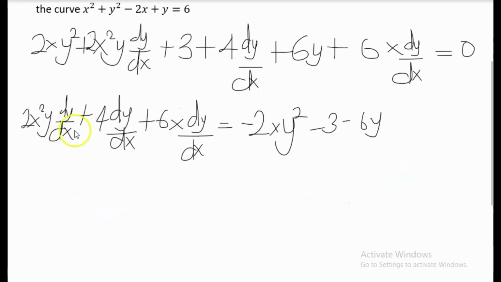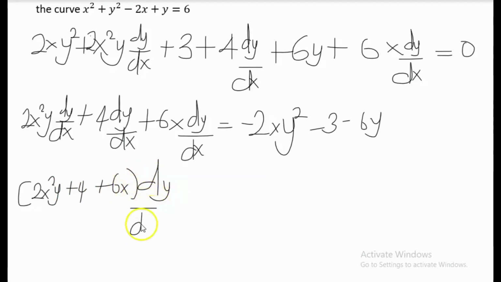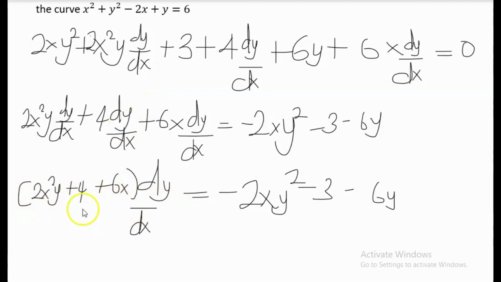So now we can factor out dy dx. Okay, so we're going to have just 2x squared y, because everything here has dy dx, so we can just take that out, plus 6x, then we can have dy dx over here. Okay, so that will be equal to negative 2x, basically everything that's up here, minus 3 minus 6y. So now we can remember dy dx is what we're looking for, that's the goal. So we can divide both sides by this term over here.